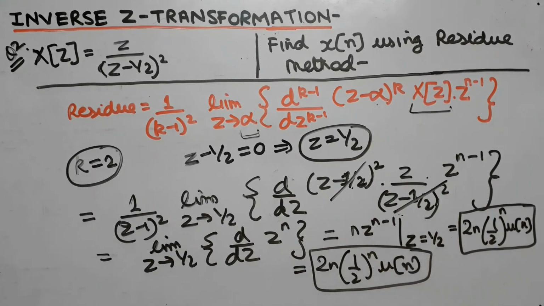Now guys, this is our final answer that we found out using residue method. But in this question we used the second formula as we had multiple poles. Now guys, I hope that you understood both of these methods, that is partial fraction method and residue method, and now you will be able to do all the questions related to them.